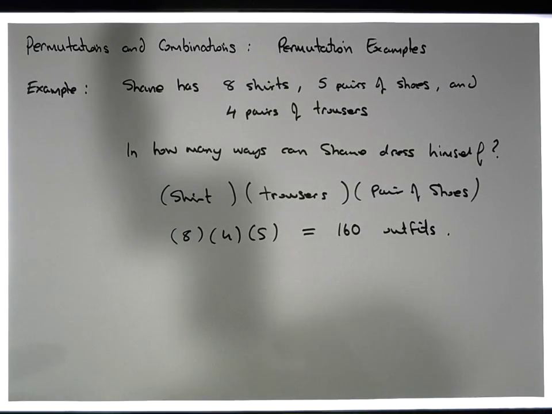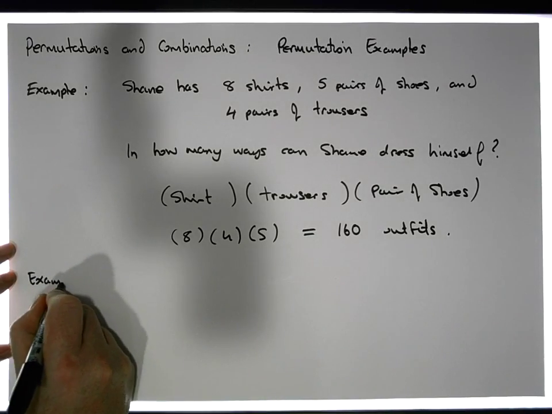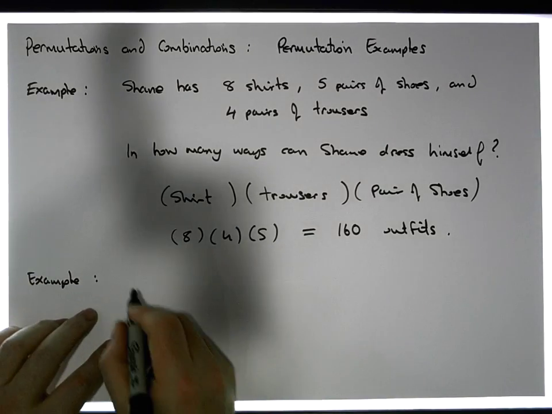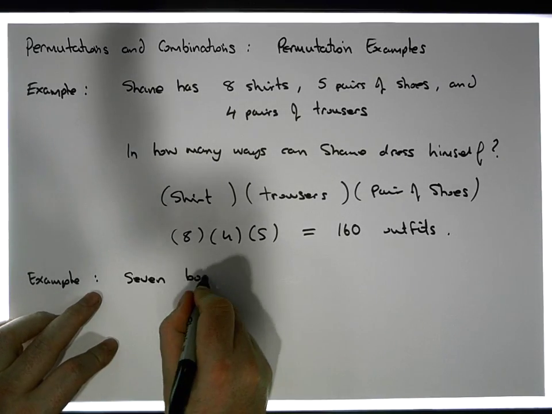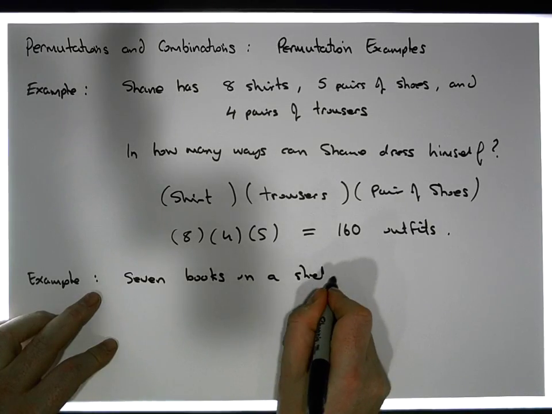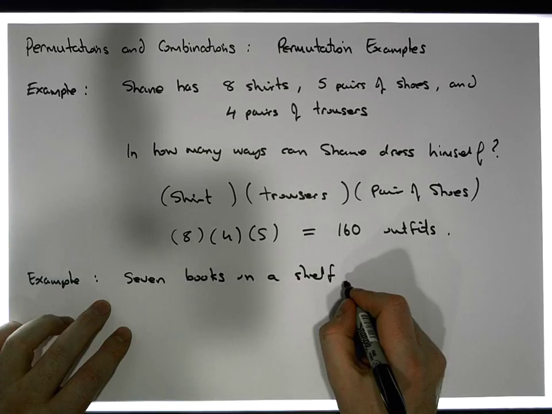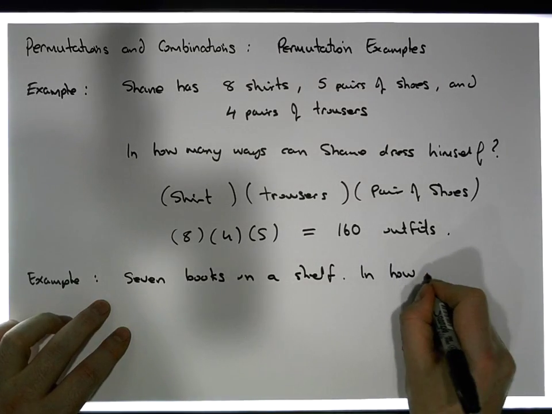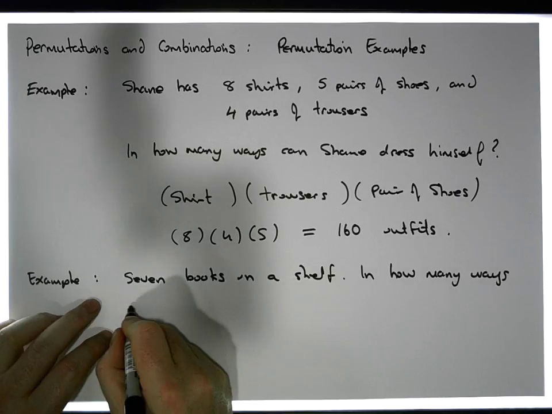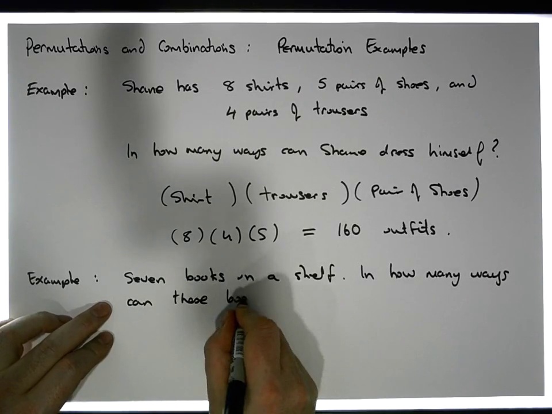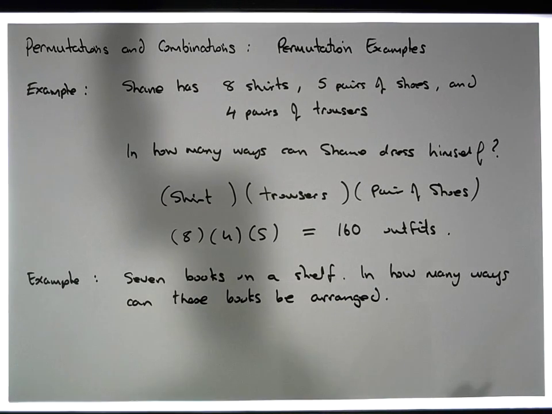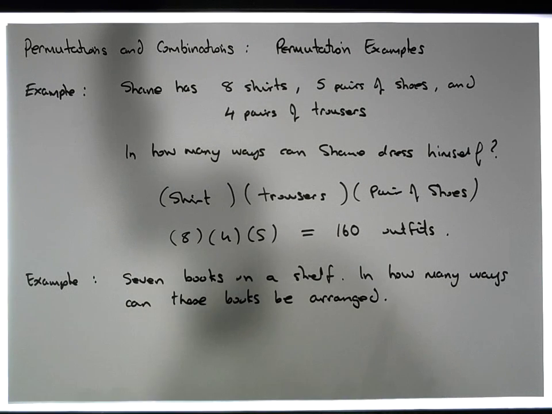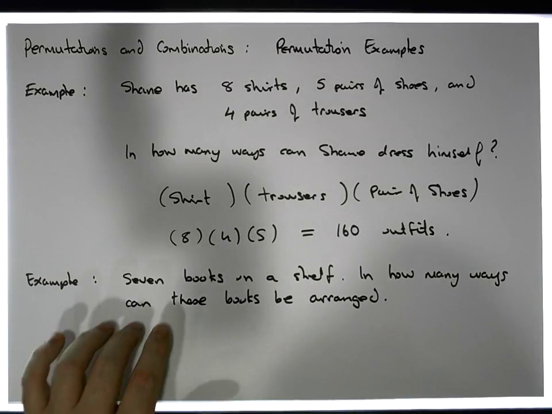Another typical type of question that you could have, another example, is something like this. Let's say there are seven books on a shelf, and we want to know in how many ways can these books be arranged. The key thing here is that we want to arrange all the books. We're going to assume that they're all unique as well. There's no other information given here, so we can assume that they're unique.